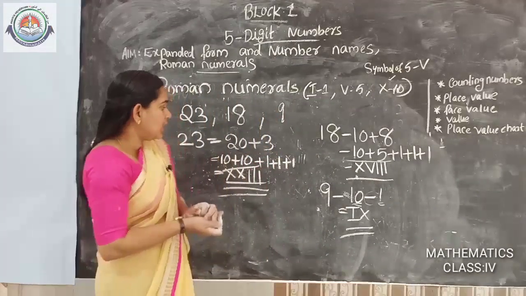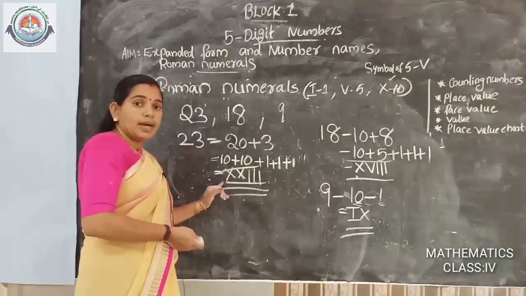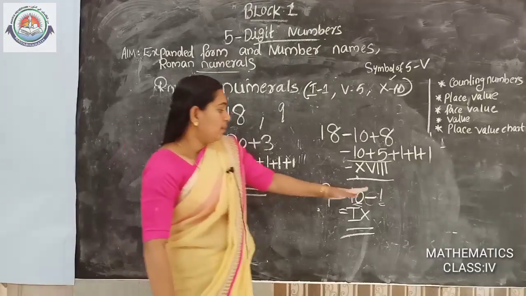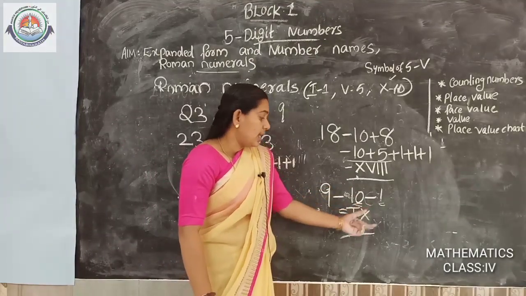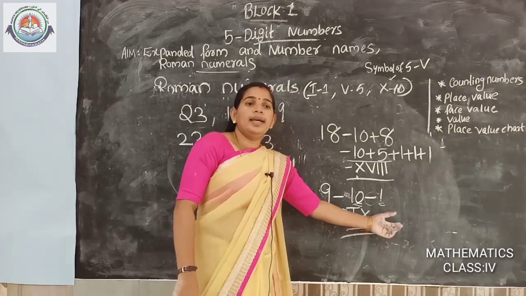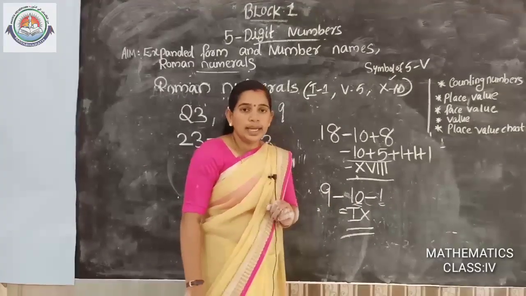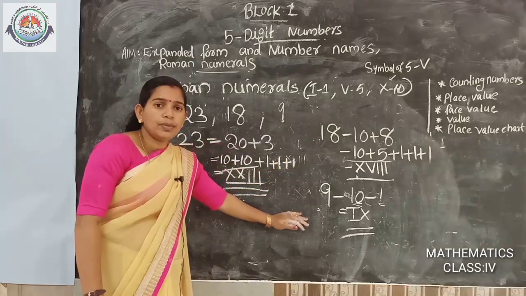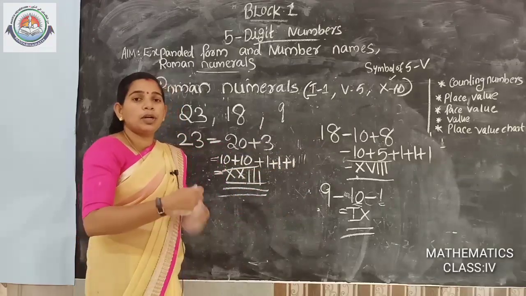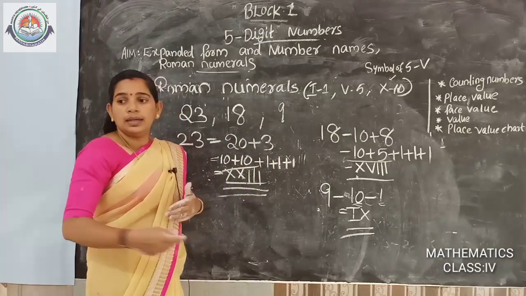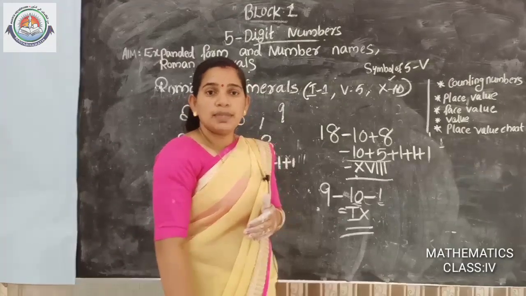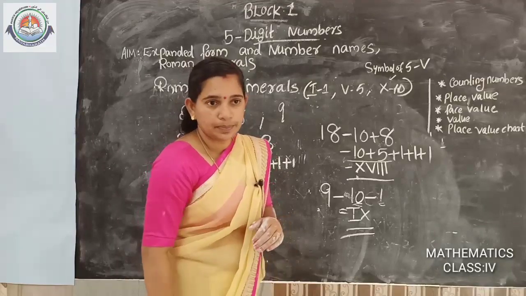Okay. In the addition case, the largest number is on the left side, the smallest number on the right side. But in the subtraction case, the largest number is on the right side, the smallest number on the left side. Okay. Does anyone have a doubt about writing the Roman numerals? So we will do the problems in the workbook, and additional practice problems I will give later. Okay, thank you.